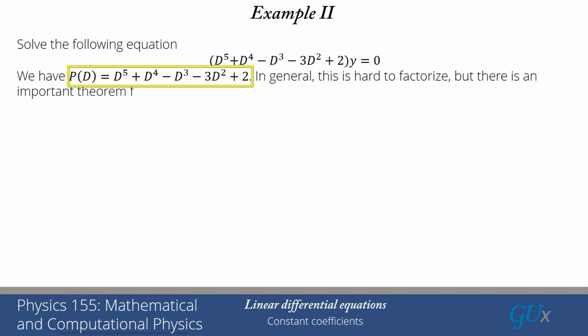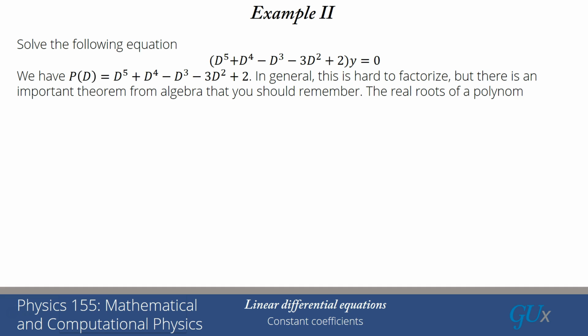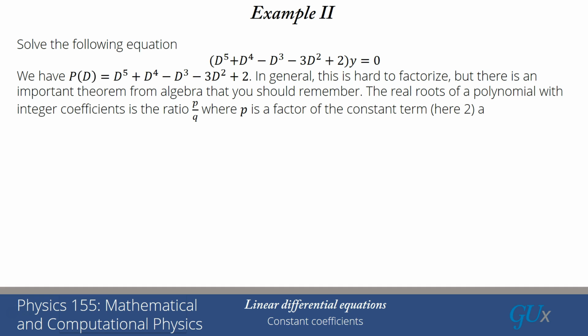In general, this is not so easy to factorize, but there's this wonderful theorem that you probably never learned in high school, but you wish you had learned it. It's certainly one that you should remember if you can. The rational roots of a polynomial with integer coefficients are given by a ratio p over q, which is written in lowest terms, so p and q have no common factors. The factor p divides the constant term, which is here 2. And the factor q divides the coefficient of the highest power term, which is here 1. The coefficient of D to the fifth is 1.